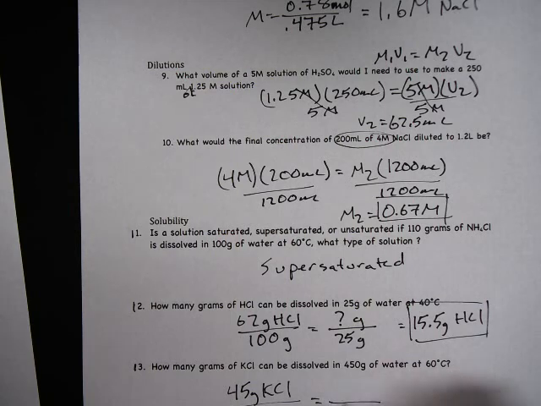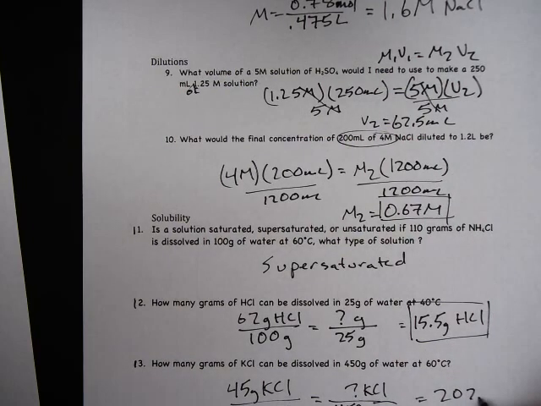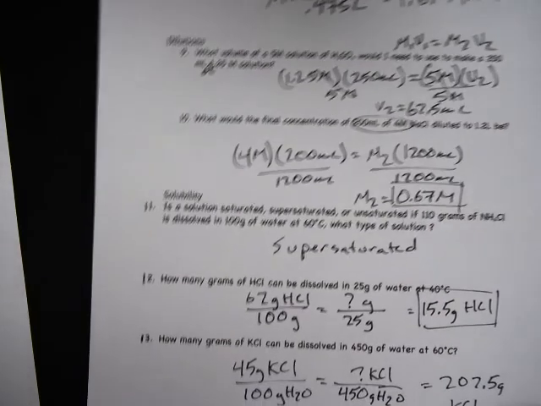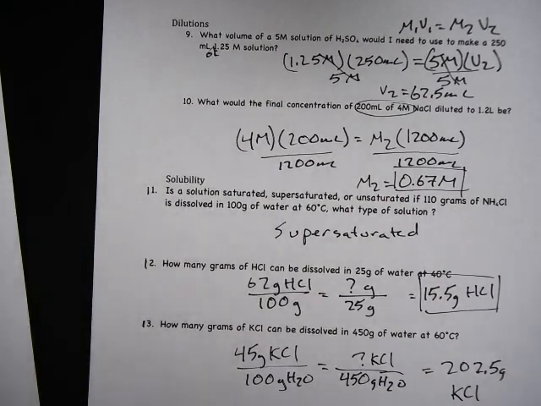And that's asking me, I want 450 grams of water now. So it's multiply times 4.5, or cross multiply and divide. Either way works. And I will find that I need, or can dissolve, 202.5 grams of KCl. It needs to be a little bit higher there. So it's 202 grams of KCl. So that's solubility curve questions.